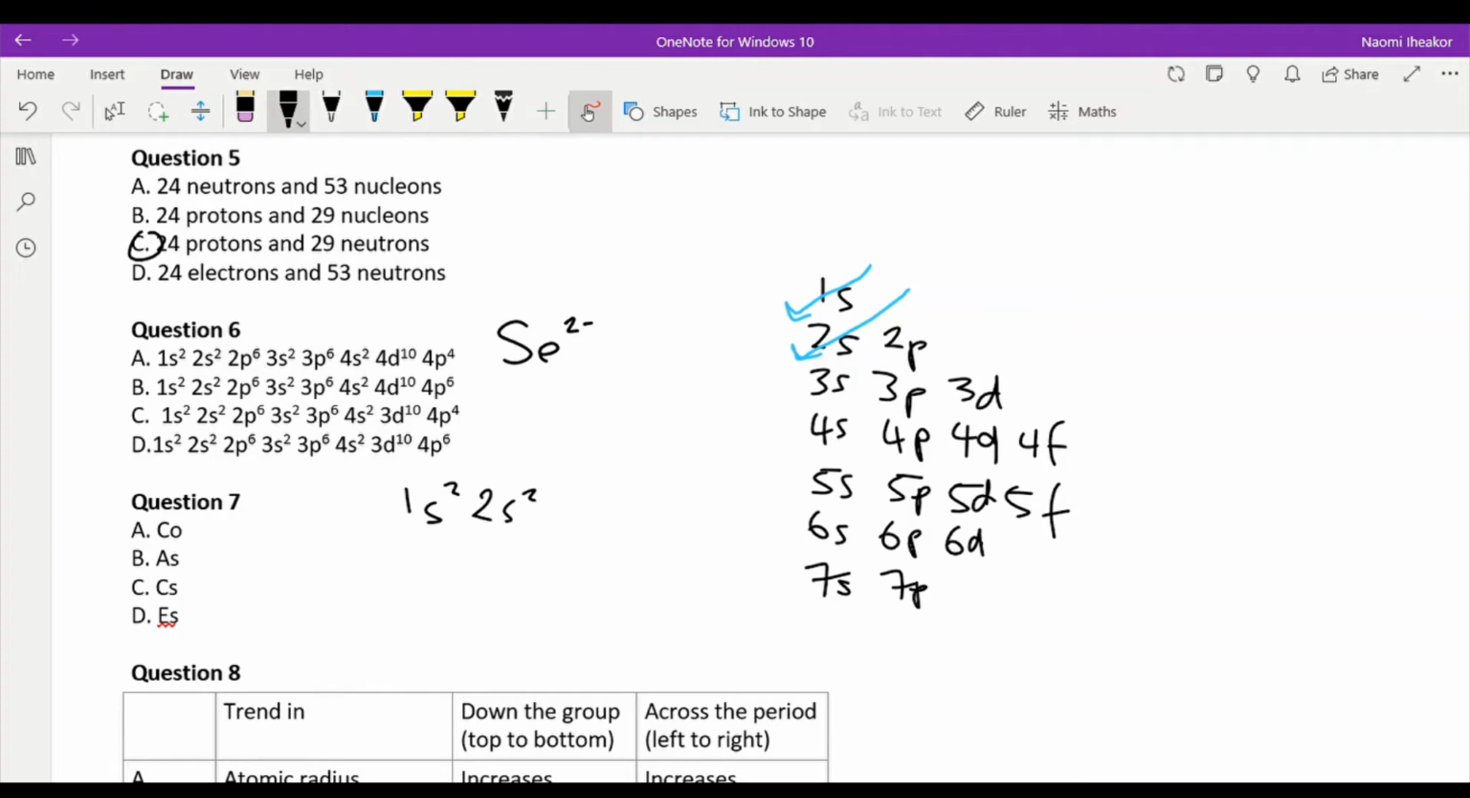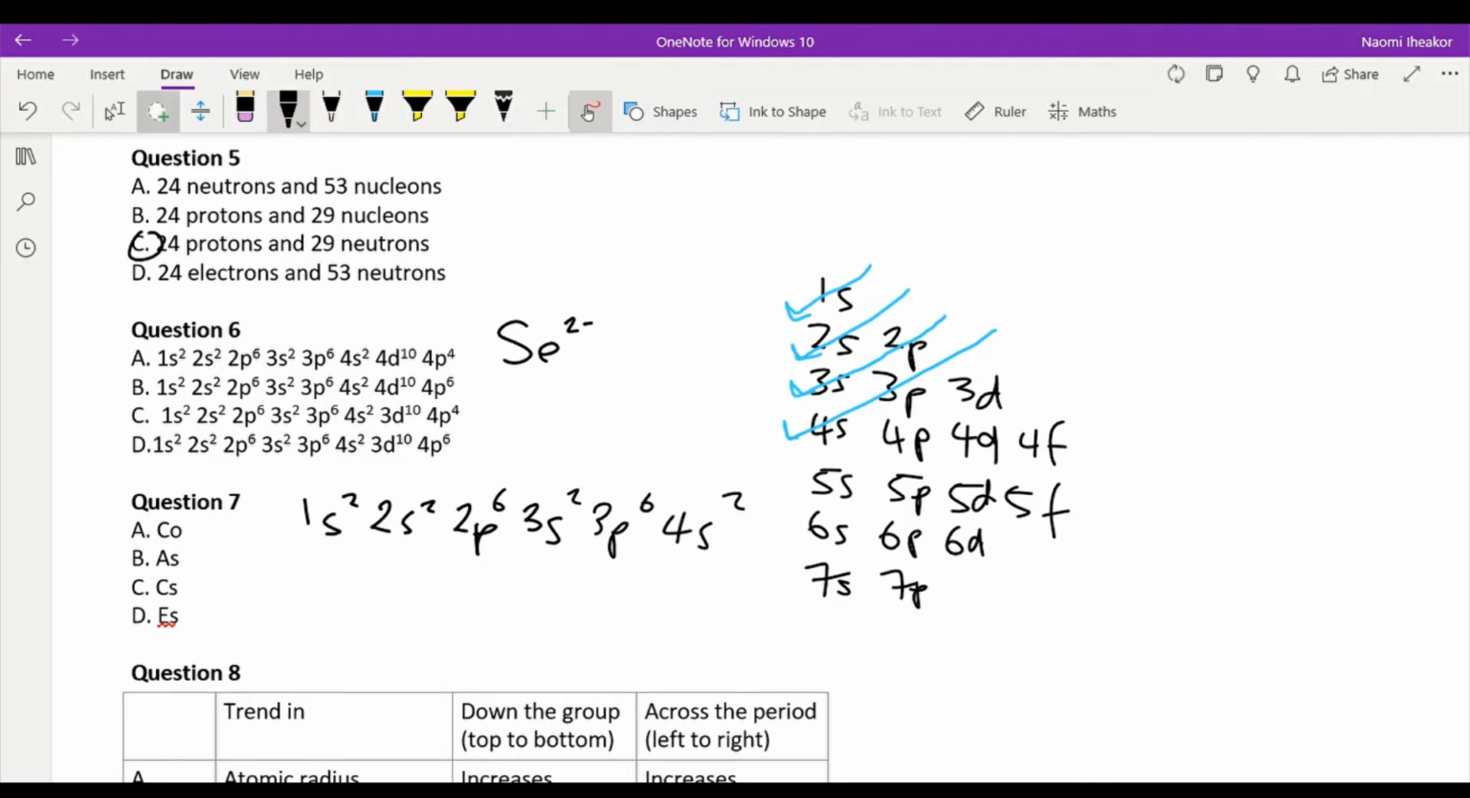Then if we come down again, we've got 2p, then 3s. So 2p, 3s. P's are 6. S's are 2. If we come again, doing the arrow, we've got 3p, 4s. So 3p6, 4s2.